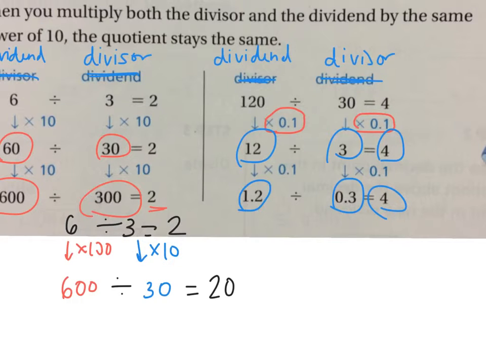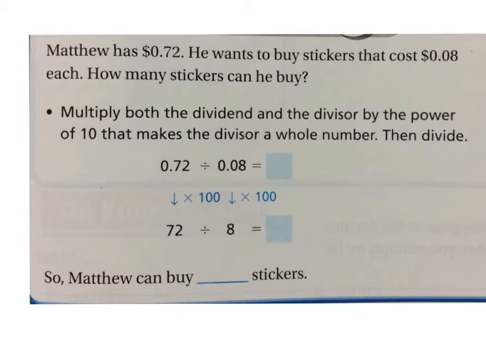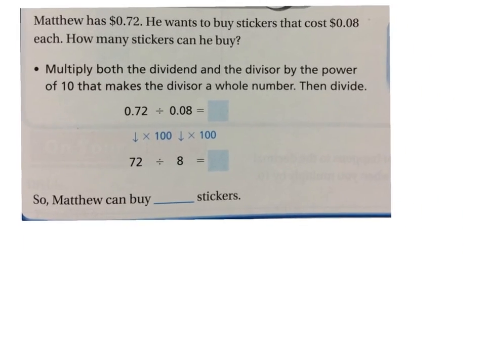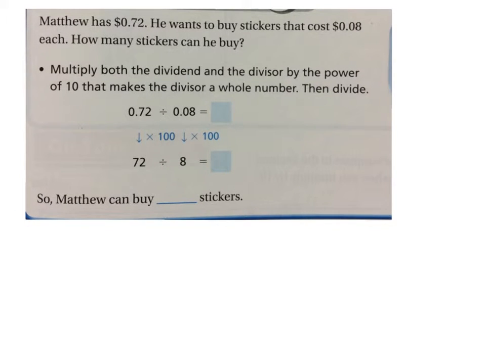So anytime I divide or multiply both the dividend and the divisor by the same multiple of 10, my quotient will stay the same. It says, Matthew has 72 cents. He wants to buy stickers that cost 8 cents each. How many stickers can Matthew buy? Okay, so if we're solving that math problem, I see words and numbers, so what do I have to first do? Find out what the problem is asking. How many stickers can you buy? We want to find out how many stickers Matthew can afford to buy. The important information is that he has 72 cents altogether, and each sticker costs 8 cents.